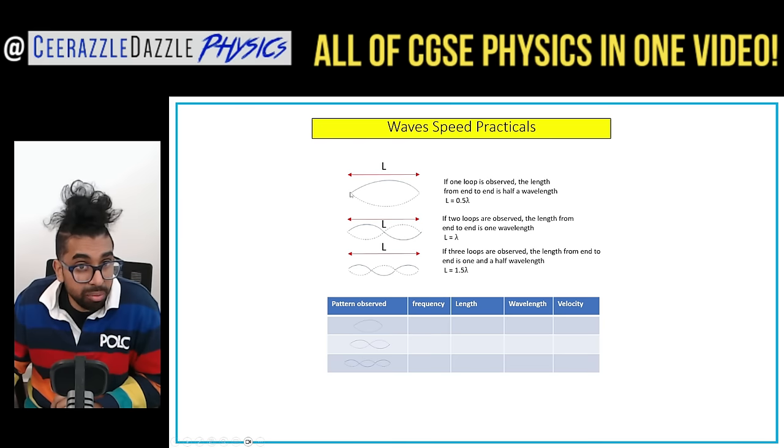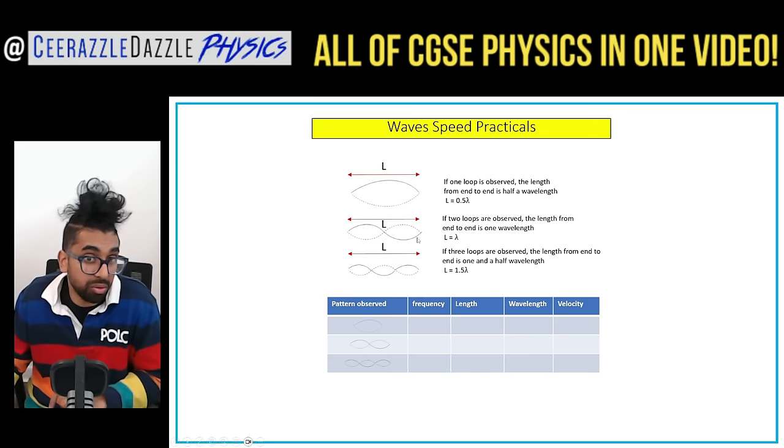For this bit from there to there, if I was you, just ignore the dashed bit. That is half a wavelength. So just going up and down is half a wavelength. For the second one, we know that this length will be equal to a whole wavelength. Just look at that, that's one whole wave here.